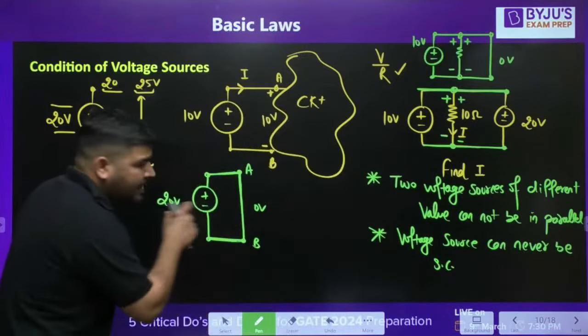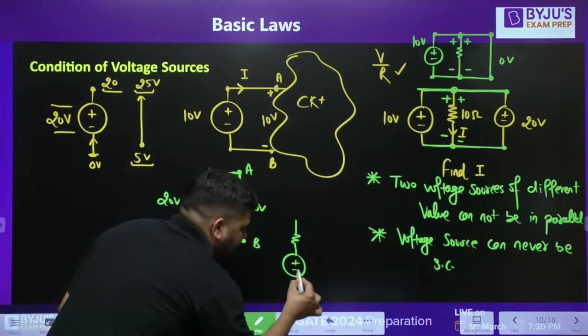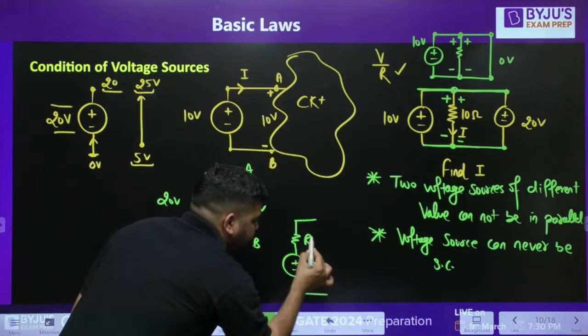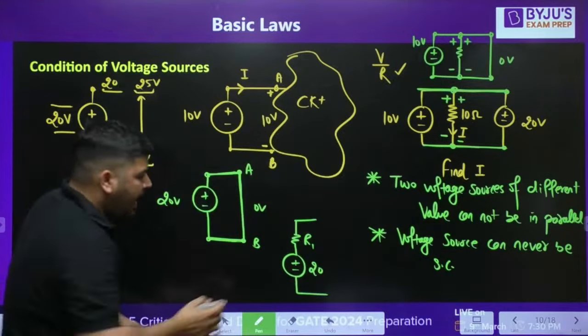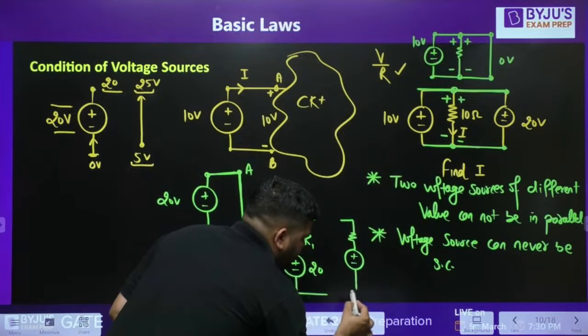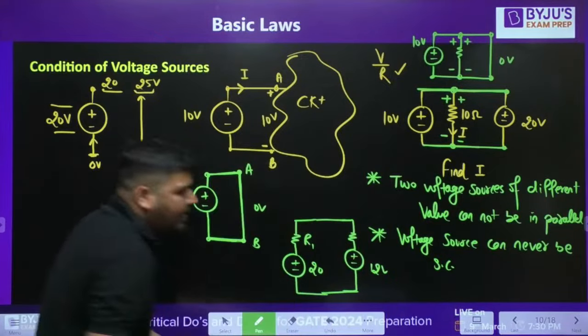If you want to represent the battery, then the battery can be shown like this. Let's say it's a 20 volt battery. So the 20 volt battery can be shown like this. This is some internal resistance of the battery. And there is one more 12 volt battery. Now if you want to connect them in parallel, you can easily connect them.